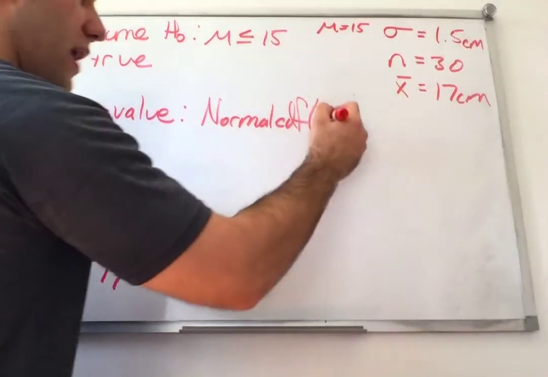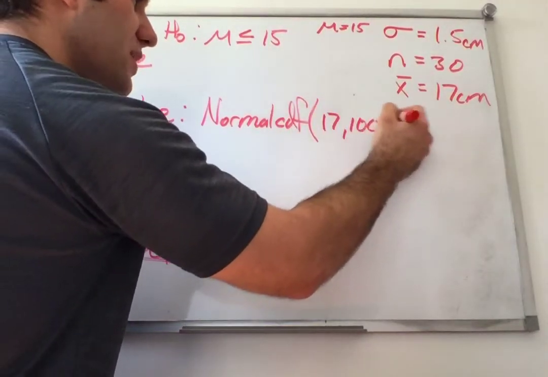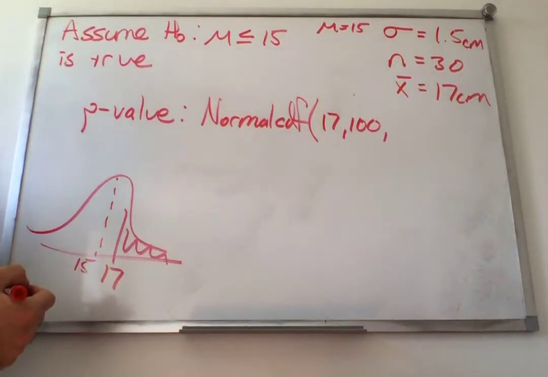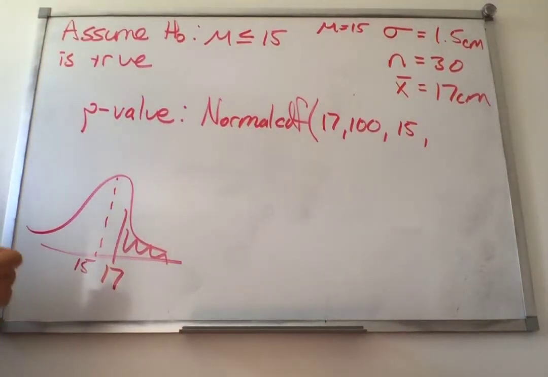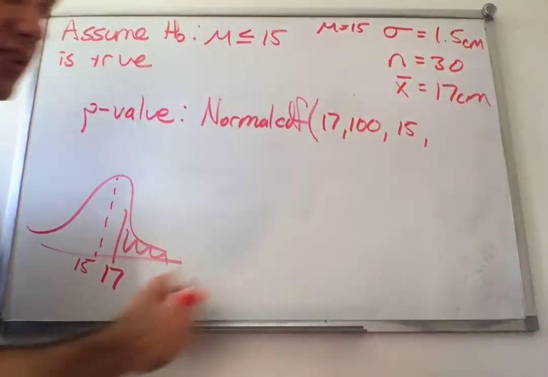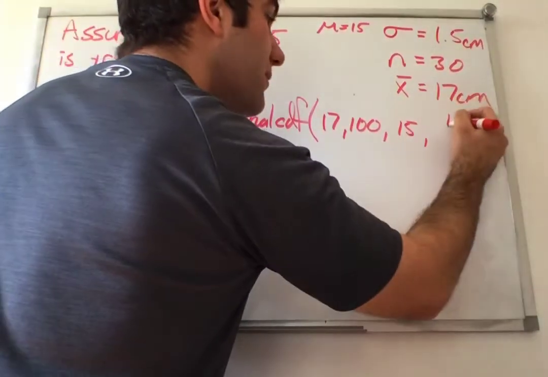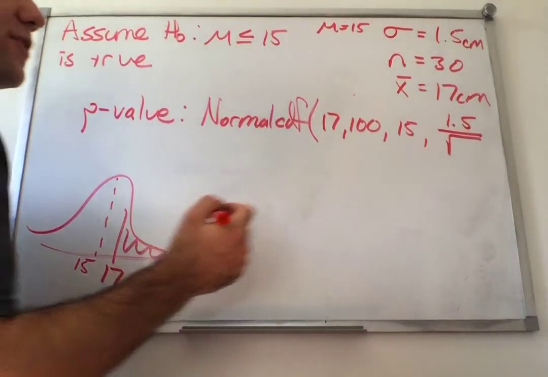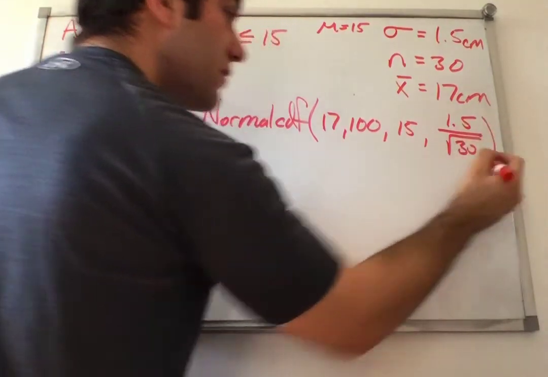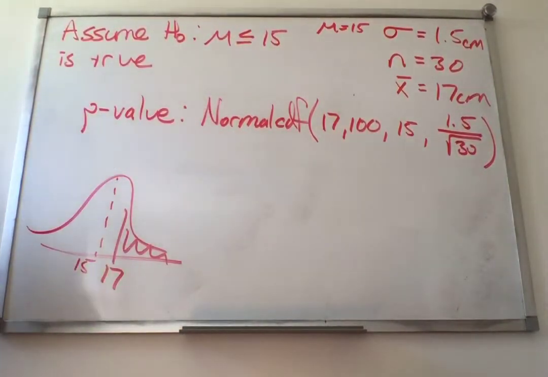So our lower bound, 17. Our upper bound, just some really big number. I use 100. The mean, 15. And then the standard deviation. We are using the central limit theorem here. And if you recall, you just don't put the standard deviation there. You have to divide the standard deviation by the square root of your sample size. These are exactly how we did problems in Chapter 7. Okay?